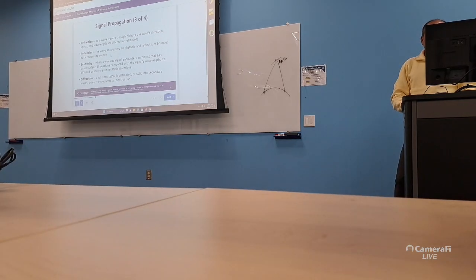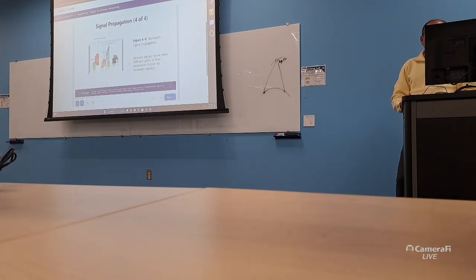Reflection. A wave can also encounter an obstacle and reflect or bounce back towards its source. So we need to identify those types of interferences as well, and identify which type of wave can pass through all kinds of obstacles. Scattering, which is very common in wireless signals. Diffraction. So these are all the possible challenges we are facing in any kind of wireless communication.